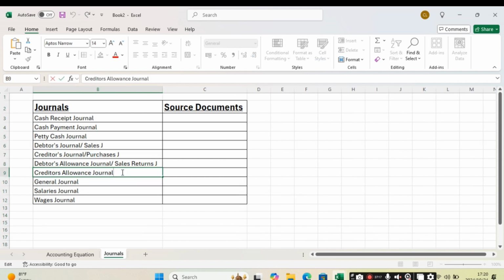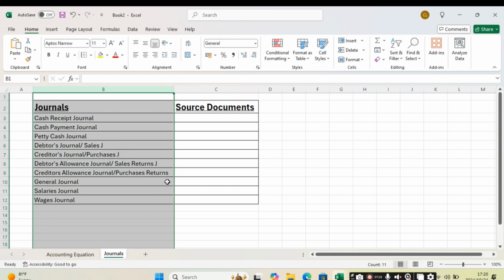Sales return, and then here it's purchase returns, I think. Purchase returns. Okay. And then that's all I think concerning our new terms.